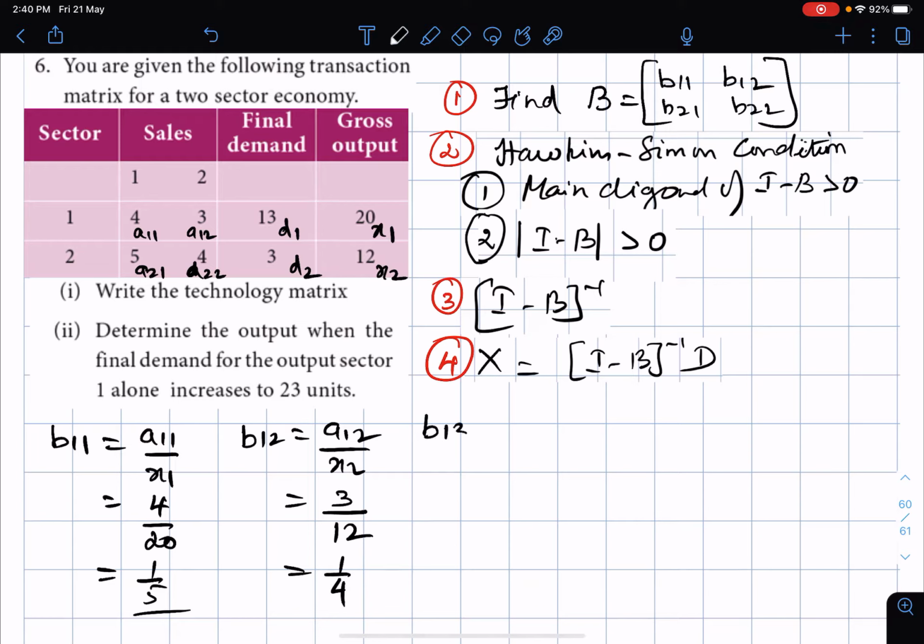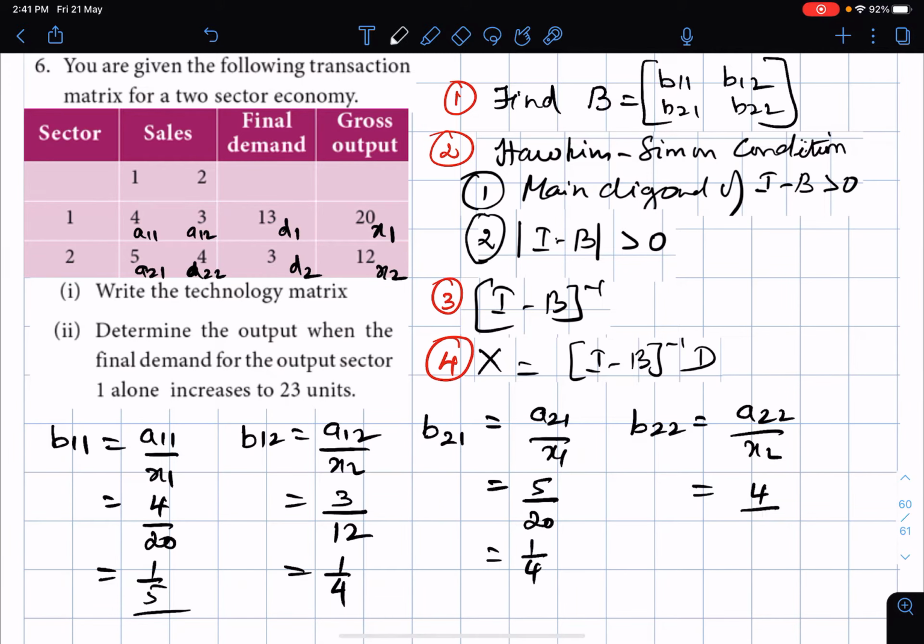Next, coming to B21, we have got only a 2 cross 2 matrix. B21 is nothing but A21 by X1, and A21 is 5 by 20, that is going to be 1 by 4. And B22 is going to be A22 by X2. Our A22 is 4 and our X2 is 12, that is equal to 1 by 3.